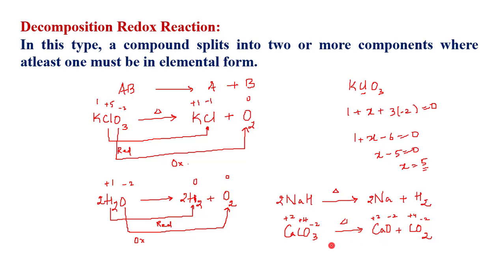Okay. So for decomposition redox reactions, when you are writing the examples, first you have to check whether they are redox or not. Then you have to apply the definition. That is, the compound should split up into two or more components and one must be in elemental form. Okay. So in the next session, we'll see the other two types of redox reactions. One is displacement redox reaction, another is disproportionation redox reaction. Okay.